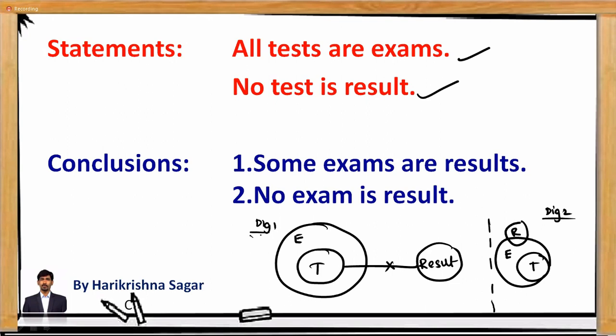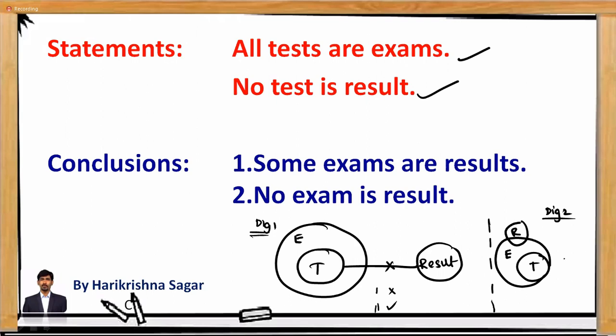By looking at diagram 1, look at the conclusions. Some exams are results. Is that a correct statement? Using that, the first one is wrong. No exam is a result. Yes, the second one is correct. So the first one is wrong, the second one is correct.